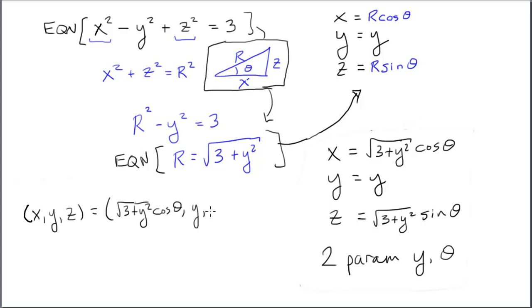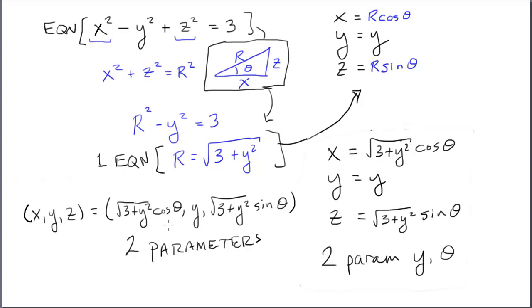Every point on the surface has an xyz coordinate, which I can write in terms of the parameters y and theta. 2 parameters, that's a surface. One equation, that's a surface. You want to always make sure that you got this basic number sense correct.